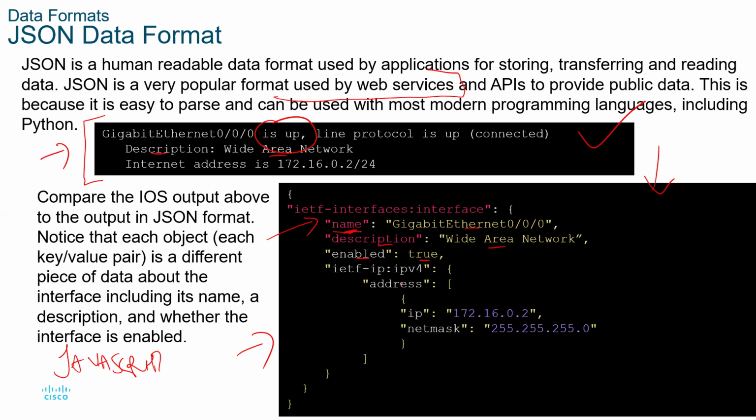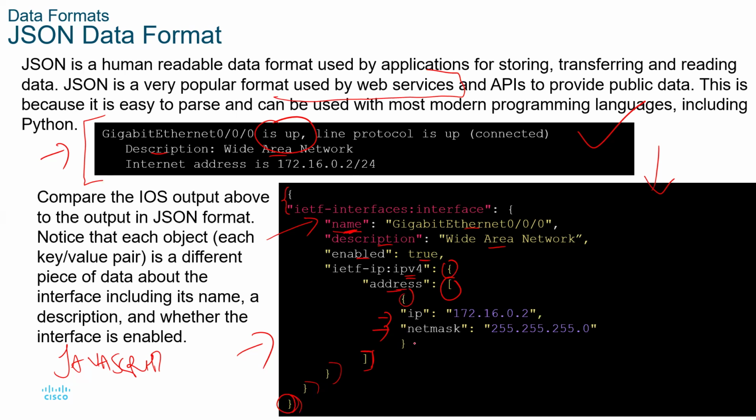Then we have IPv4 address. Then we have this, that's a list, all right? Beginning of a list. Then we have our IP address and our mask, our subnet mask. Then this is the end of our list. Then we have closing, closing, closing using those braces. Once you open here, you have to close here. Once you open here, you have to close somewhere.